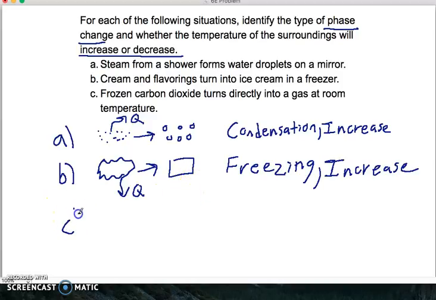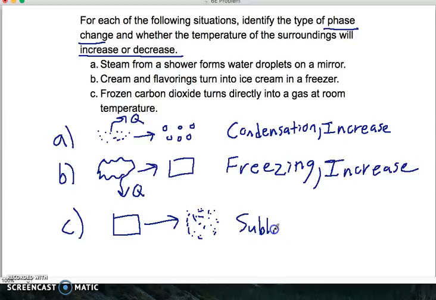All right, and the last one, you have frozen carbon dioxide, so that would be a solid, turning directly to a gas at room temperature. This is actually called dry ice, frozen carbon dioxide. This is the phase change called sublimation. If you have something solid going to a gas, for that to happen you need an increase in thermal energy. So it's pulling thermal energy from the surroundings. Whatever's surrounding that dry ice is actually going to decrease in temperature.